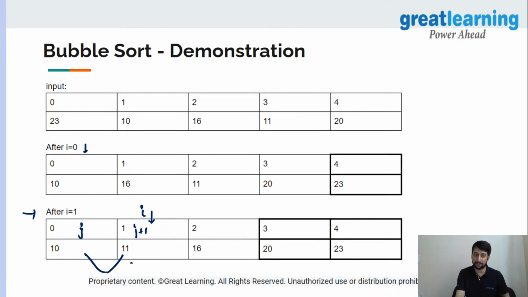Since 10 is less than 11, nothing will happen. 11 will be compared with 16, nothing will happen. 16 will be compared with 20, nothing will happen. And then we will stop. Why? Because we have already this thing in place, n minus i minus 1.